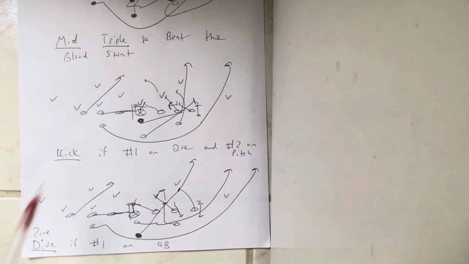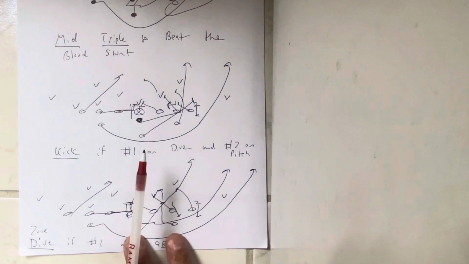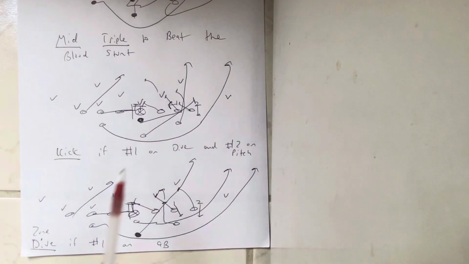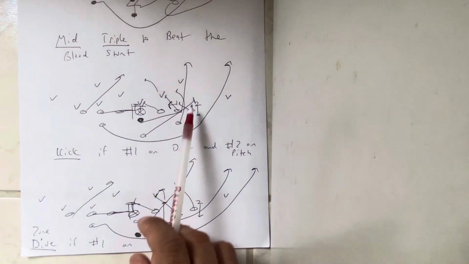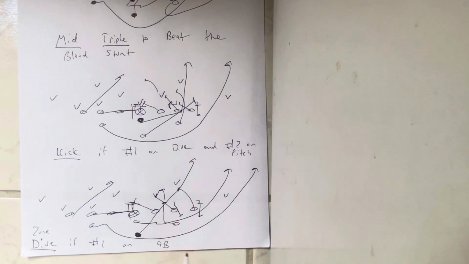And like I said, can you run kick if one takes the quarterback? Of course. Can you run zone dive if one takes the dive? Of course. But if one takes the dive and two takes the pitch, kick's a better play because there's a bigger void. If one takes the quarterback, zone dive is a better play because there's a bigger void. Now I get the question, what if we run zone dive against that huge void and still can't get 4 yards? Well, guess what? You're probably losing the game because you are that bad.